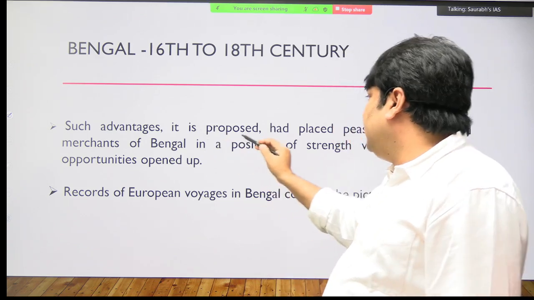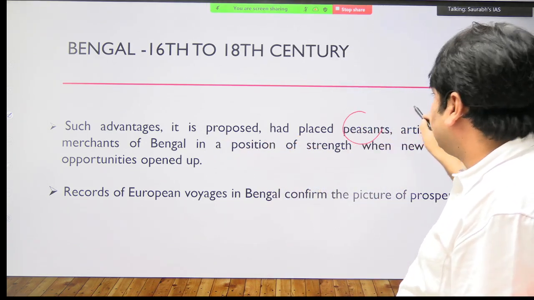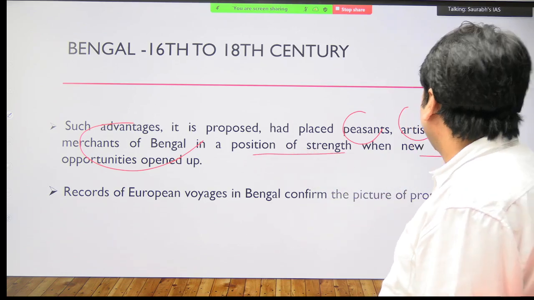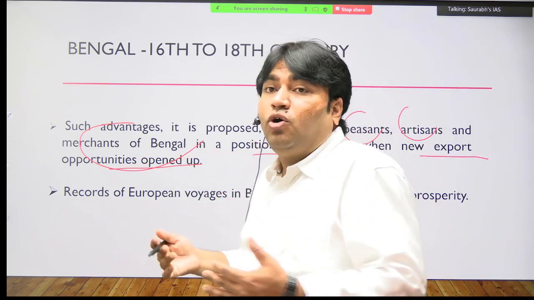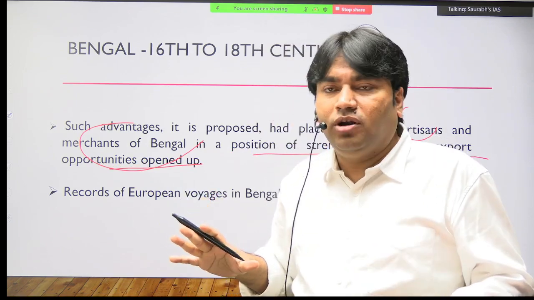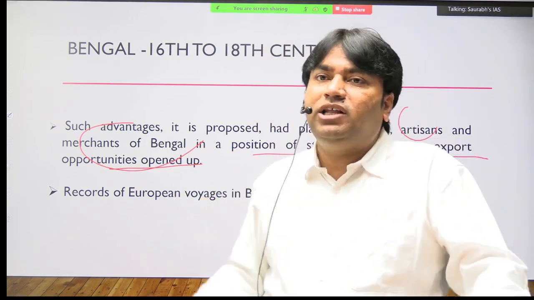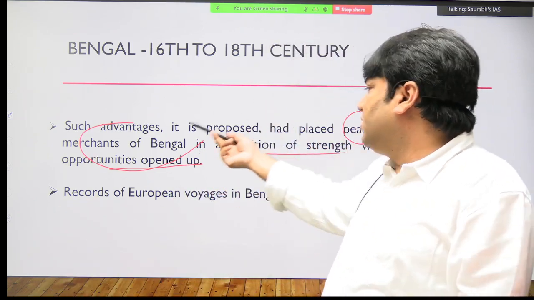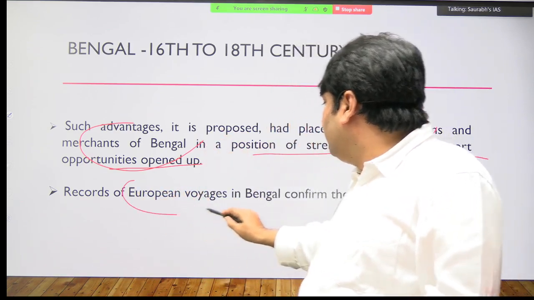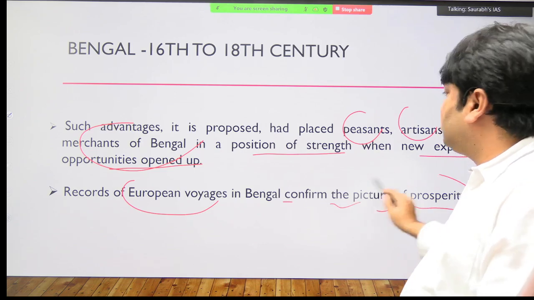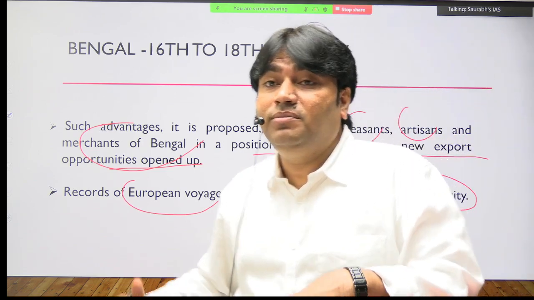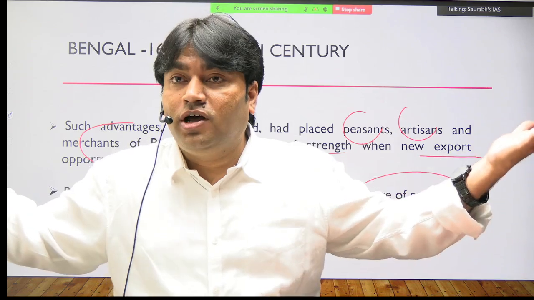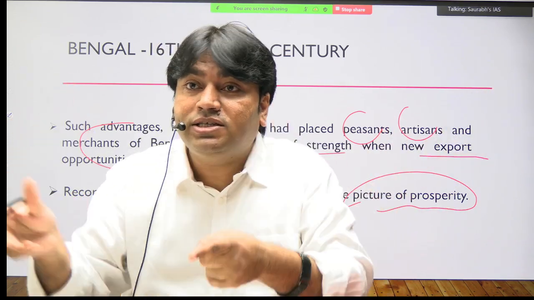Such advantages, it is proposed, had placed peasants, artisans, merchants of Bengal in a position of strength when new export opportunities opened up. It means there was economic prosperity, all were happy. There were economic prospects for all, agriculturists also, peasants also, artisans also, and records of European voyages in Bengal confirm the picture of prosperity. It is not that we are praising Bengal, inspired by the ideology of nationalist historians, saying Bengal was like this, no. This is confirmed by whom?